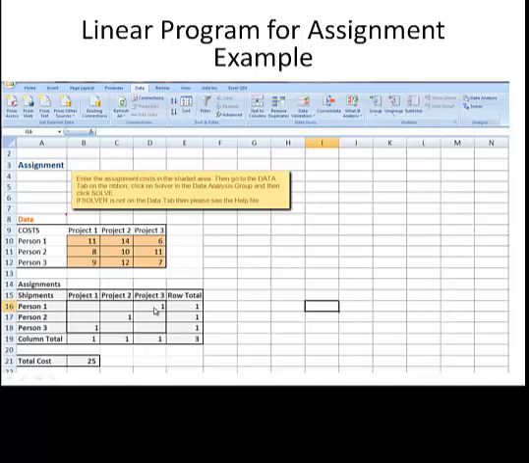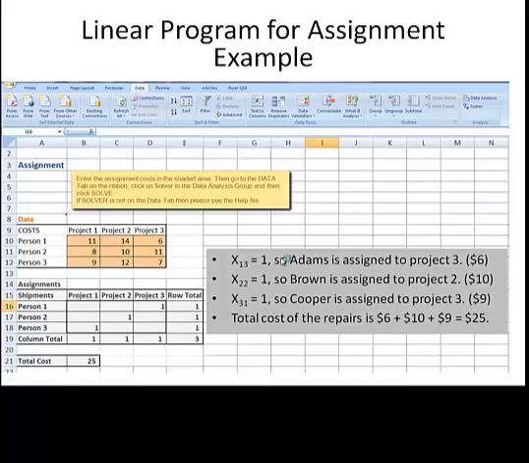I put person 1 on project 3, excuse me. Person 2 on project 2, and person 3 on project 1. So, well, what are my costs? Well, let's look at what happens. Adams goes to project 3, and if Adams goes to project 3, it costs $6. If Brown goes to project 2, the cost is $10. And if Cooper goes to project 1, the cost is $9. My minimum cost is 6 plus 10 plus 9, which is $25.